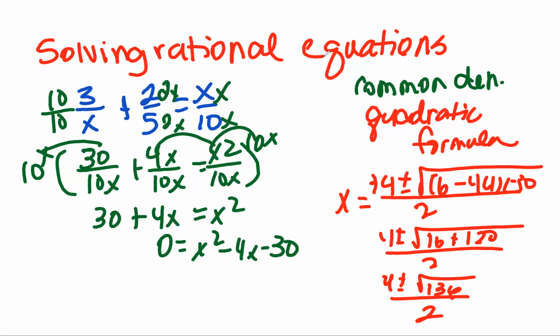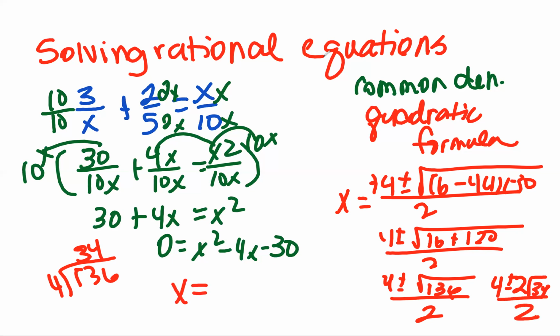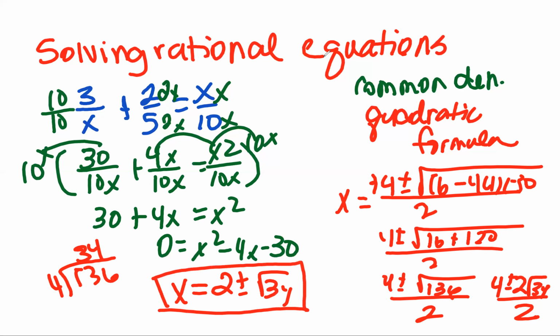I know that 4 can divide into that. So if I said 136 divided by 4 would give me 34, that would become 4 plus or minus 2 root 34 over 2, which would simplify to x equals 2 plus or minus root 34. And that would be the answer that you're looking for. So not everything is going to come out all nice and neat when we work the problems.